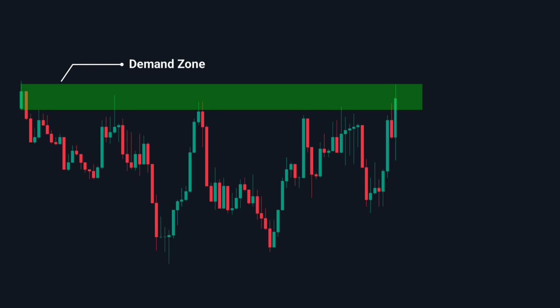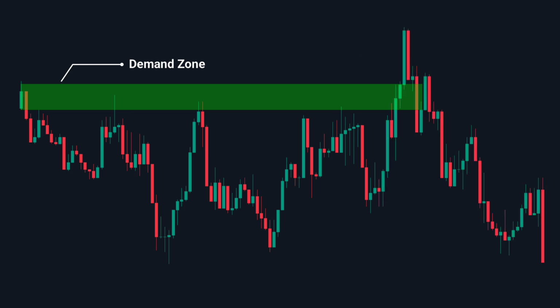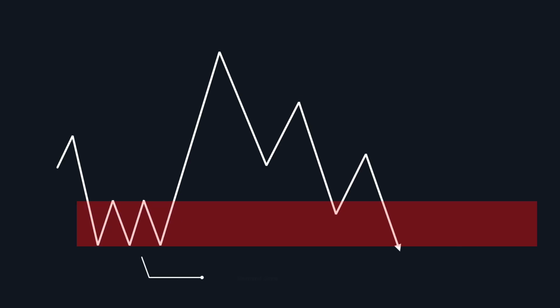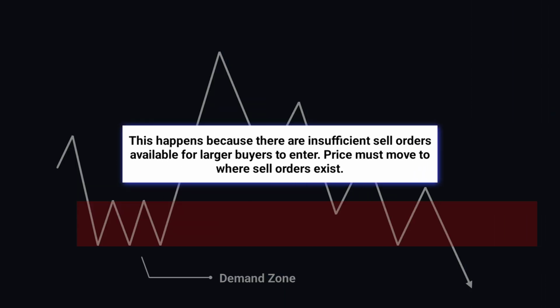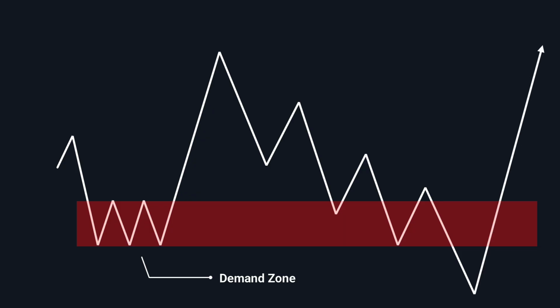Price does not move randomly into these areas. It moves because orders are resting there. When price approaches a demand area without first taking liquidity, it often continues lower. This happens because there are insufficient sell orders available for larger buyers to enter. Price must move to where sell orders exist before upward movement can occur.